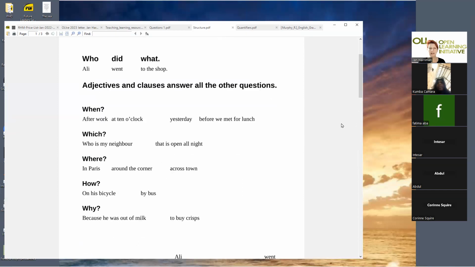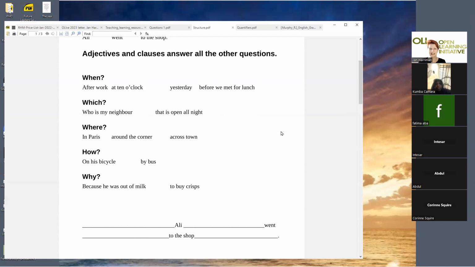Right. And we use adjectives and clauses to answer all the other questions. So our core sentence is who did what? After that, all the other information goes into adjectives and clauses. So we can start with our core sentence of Ali went to the shop. And then we have all of this extra information that we can put in. So when could be after work, at 10 o'clock, yesterday, or before we met for lunch. Any of these could be the answer to when did Ali go to the shop, right?